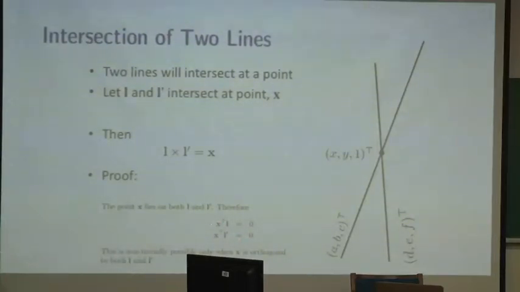So the non-trivial solution is that this vector X must be orthogonal to L and orthogonal to L prime. And vectors which are orthogonal both to L and L prime are scale factors of the cross product only. And scale factors don't matter, so I can say it's just a cross product. Okay? Good.